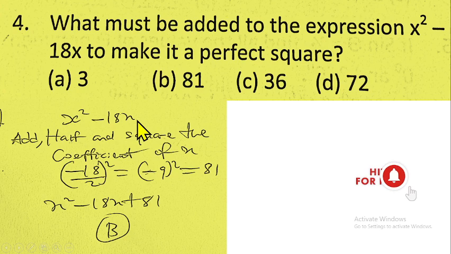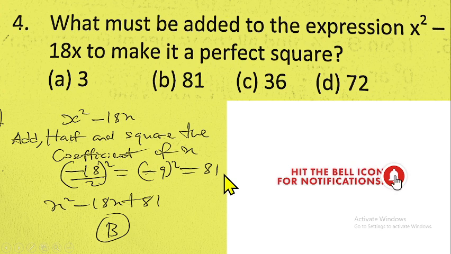You can half and square the coefficient of x here. What's the coefficient of x here? This is minus 18. If you half it, that'll give us minus 9. Then if you now square it, that'll give us 81. So you add it to this, that'll give us x squared minus 18x plus 81. So that means 81 is what will make this a perfect square. So option B is the correct option for question number 4.